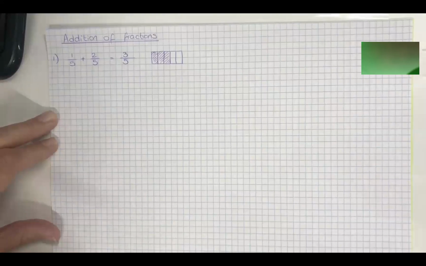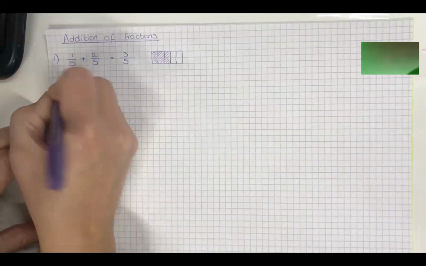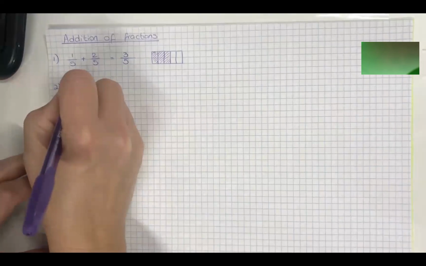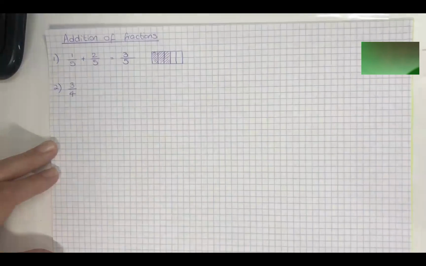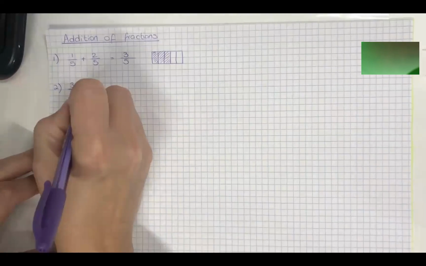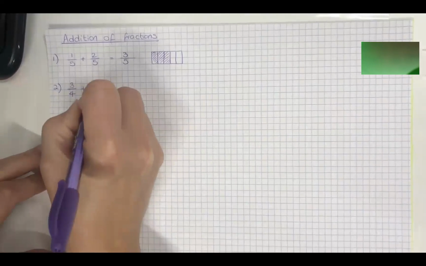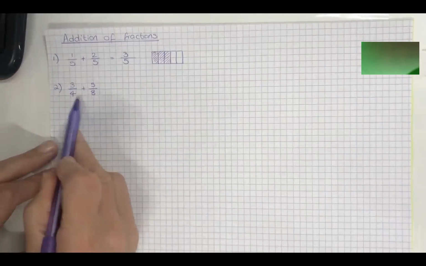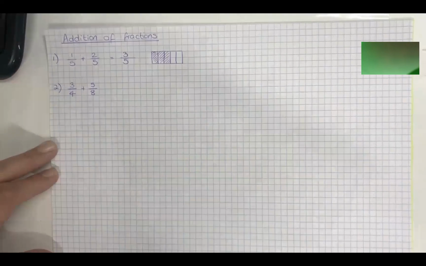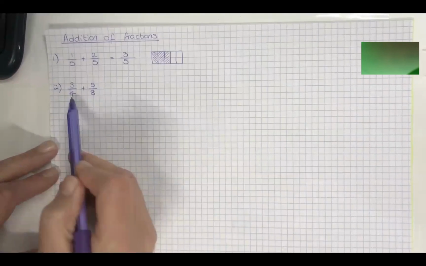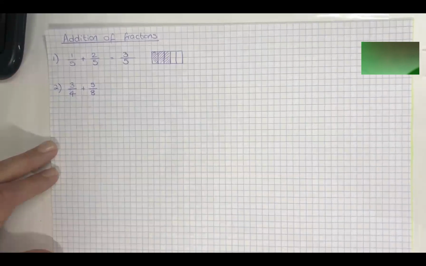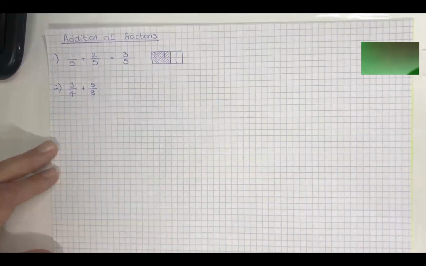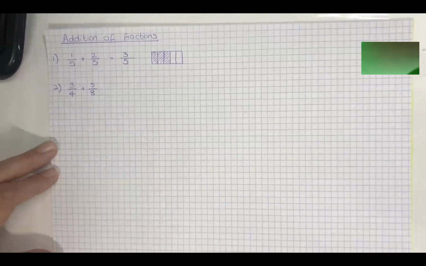Okay, however, if I have 3/4 and I need to add 5/8, I need to make the denominator the same. My pizza needs to be cut into the same number of slices. Now, luckily, because 4 is a factor of 8, I can make my denominator 8.